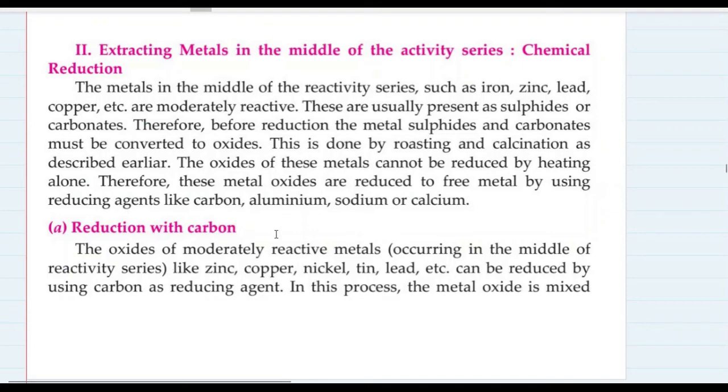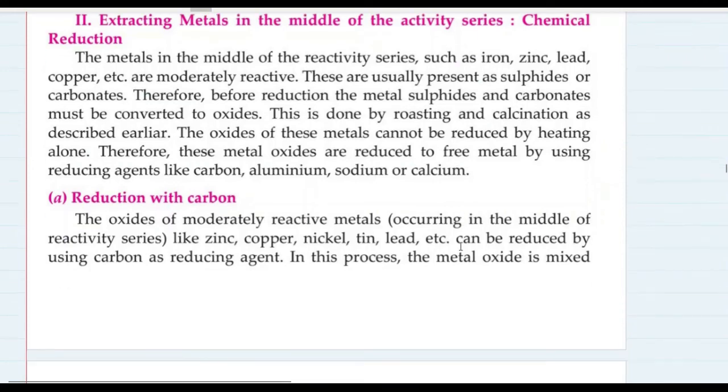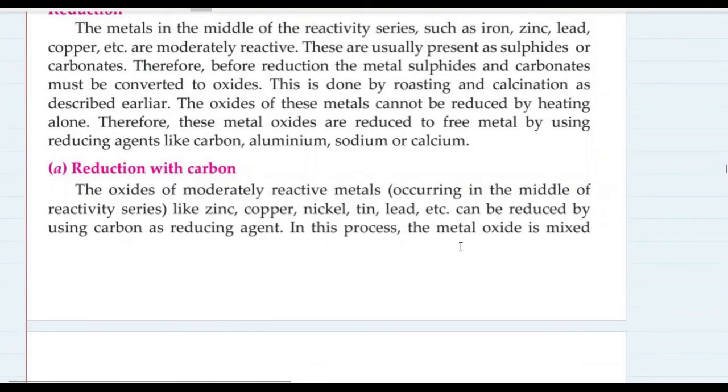So these metal oxides are reduced to free metal by using reducing agents like carbon, aluminum, sodium, calcium. These are all reducing agents. Reduction with carbon. The oxides of moderately reactive metals occurring in the middle of reactivity series like zinc, copper, nickel, tin, lead can be reduced by using carbon as reducing agent.